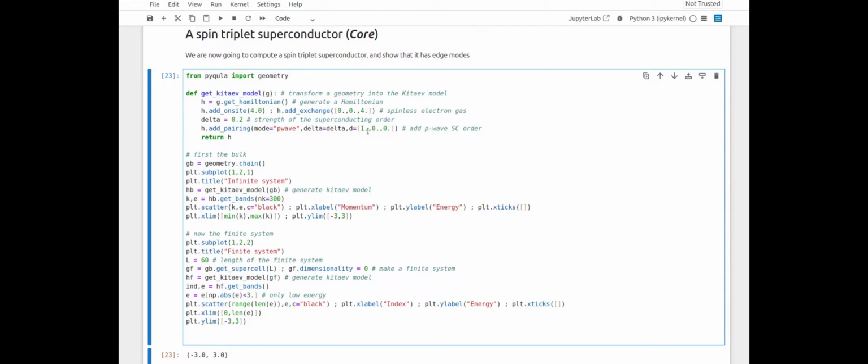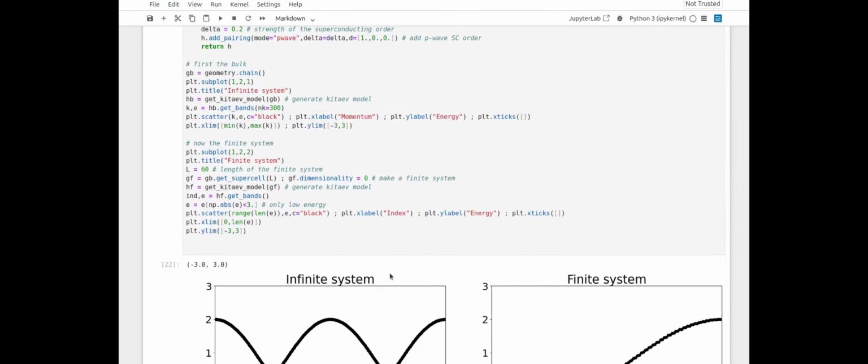And please recall that the d vector was this vector that allows you to define in which direction the triplet is oriented. So the triplet order parameter behaves in a certain way like a magnetization, and so it has a directionality. And so what we do is we generate a chain, we generate the Hamiltonian of this triplet chain, we compute the band structure, and then we do the same, but now for a finite system. So we take a large finite system, we add the superconducting order in this large finite system, and we compute the bands. And when we do that, we get the following.